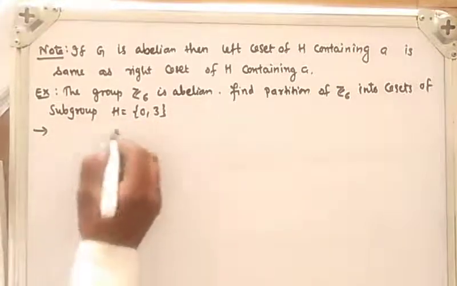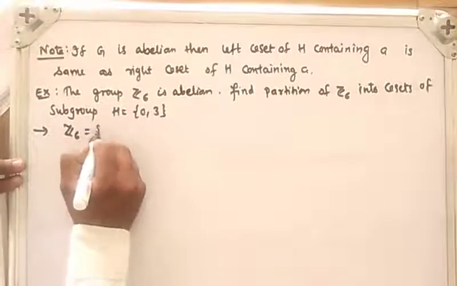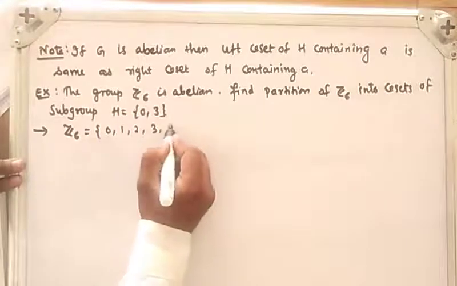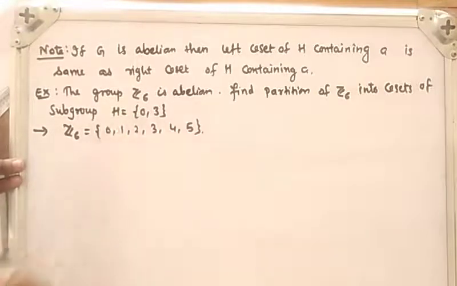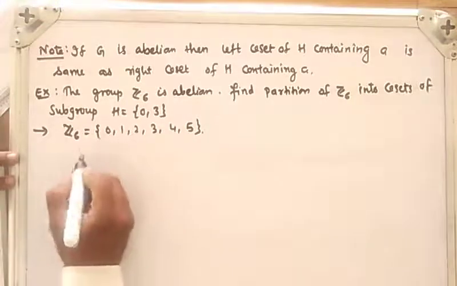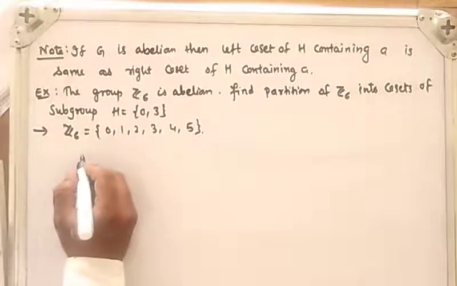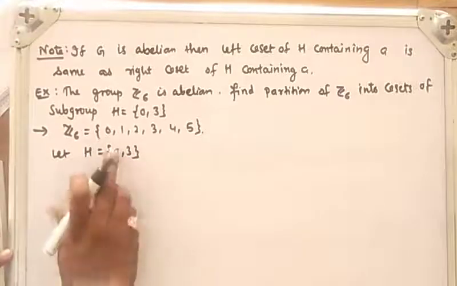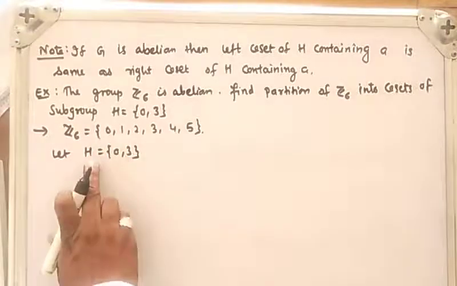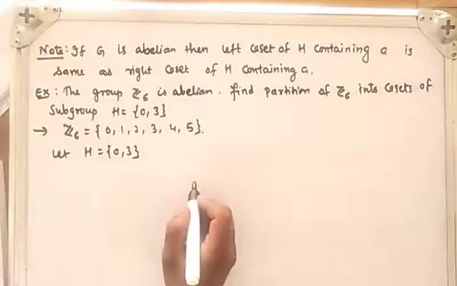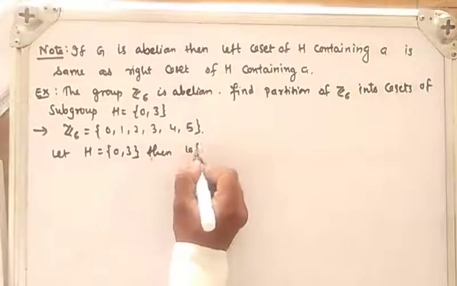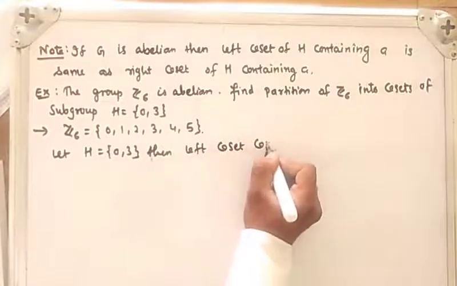So let's see the solution. First write down Z6, which has the elements 0, 1, 2, 3, 4, 5. Now to find the partitions of H containing these elements, let us find out. So first let H be equal to 0, 3. Now first find the partition of H containing 0. So then the left coset containing a.